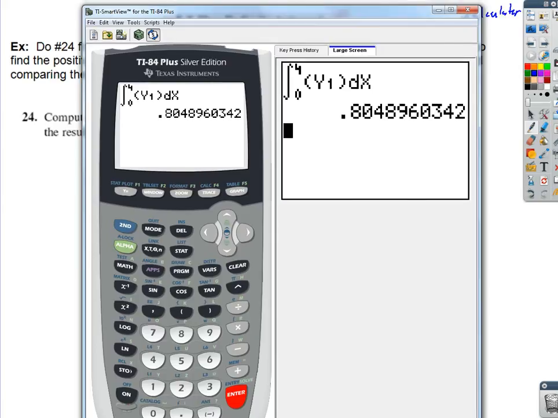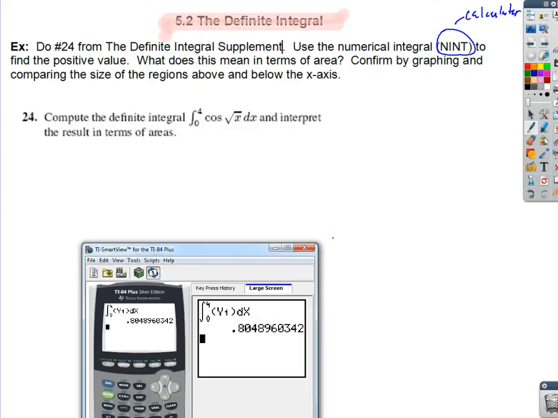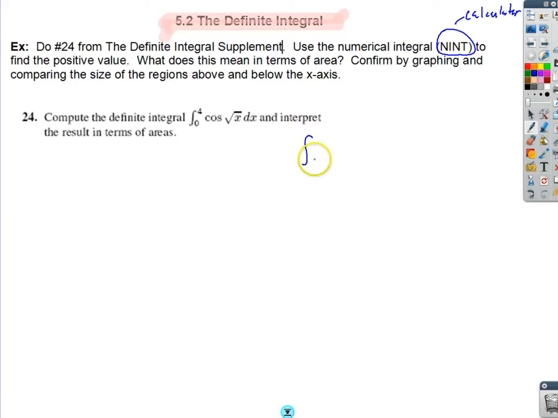0.8048. Okay, so you could have gotten an answer of the integral from 0 to 4 of cosine square root of x equal to 0.804. Or you can have it as 0.805, depending on if you round or you cut off, your choice.